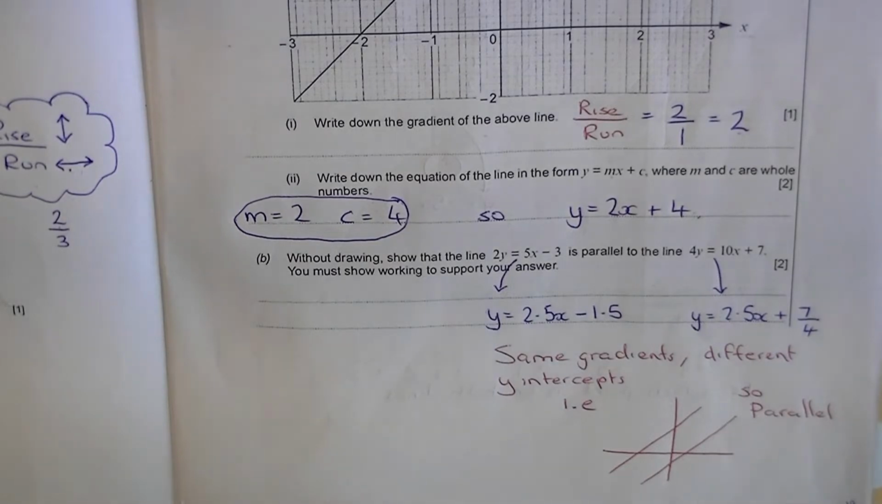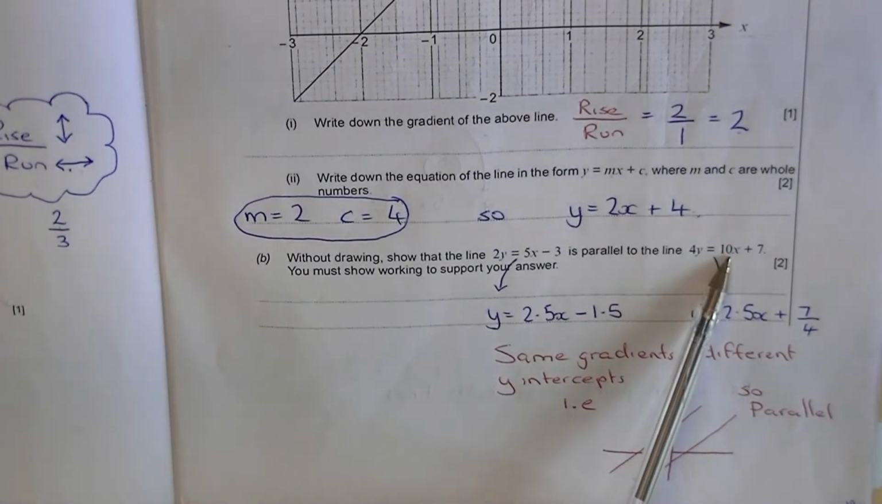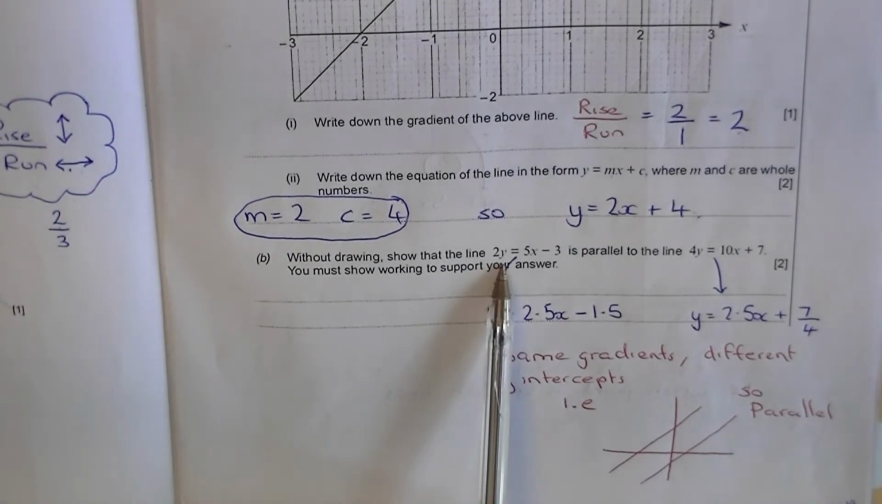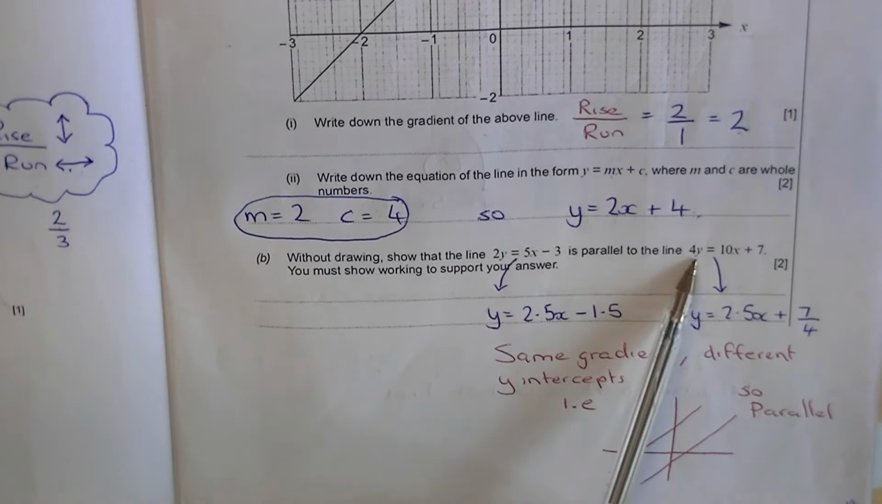Now, normally the gradient is the number before the x, so in this case it would be 5, and in this case it would be 10, suggesting they're not parallel. However, this is not quite in the form y equals mx plus c yet, because this is 2y equals this, and this is 4y equals this.